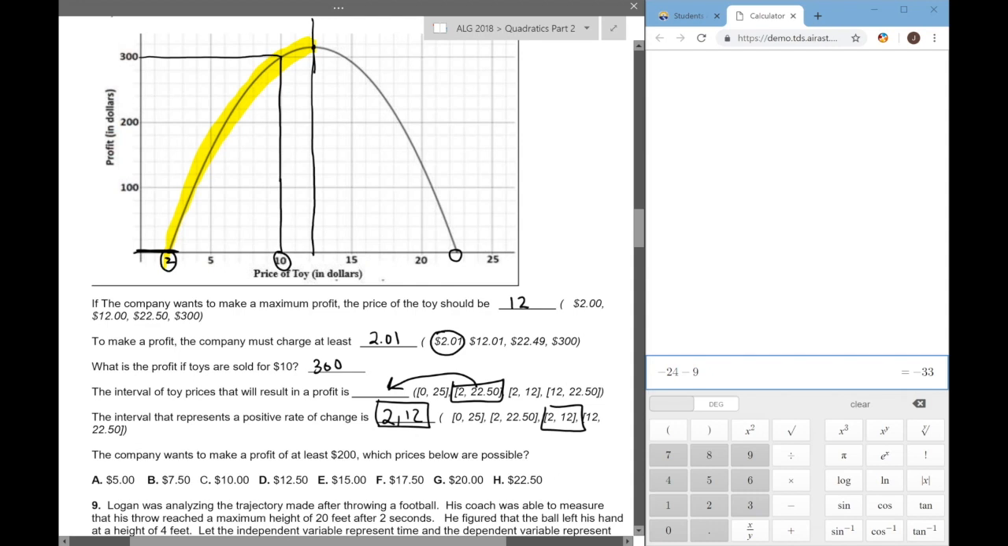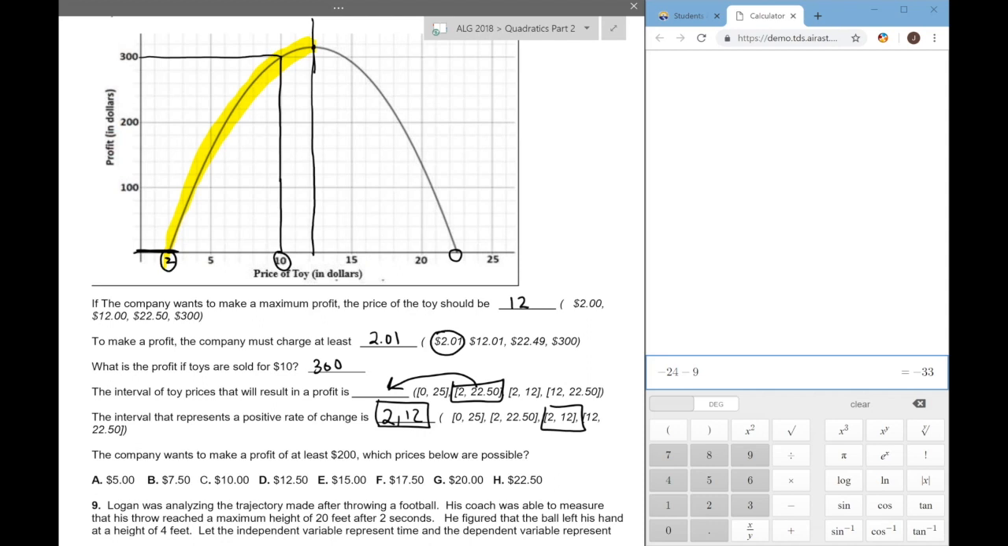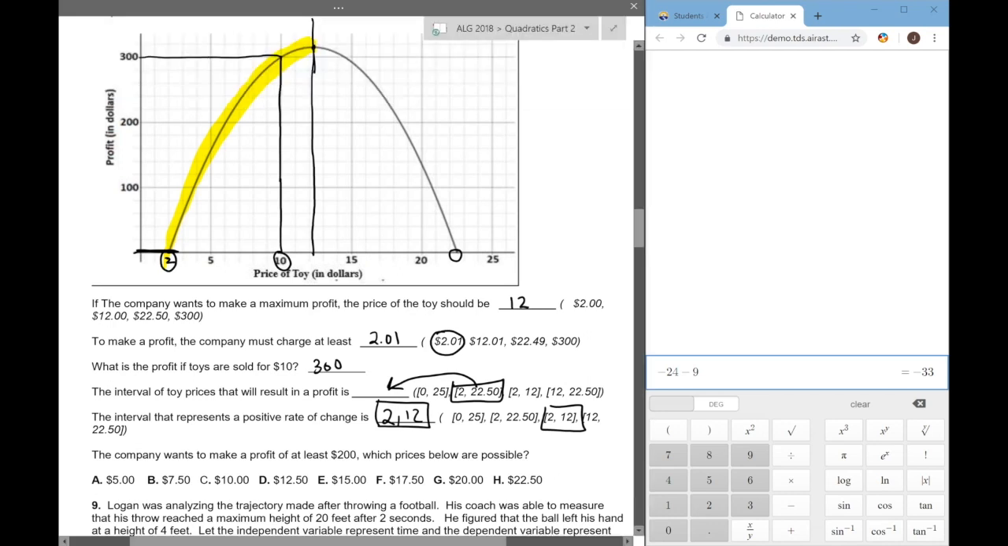Okay. The company wants to make a profit of at least $200. Which prices below are possible? So if they want to sell their toys for a profit of $200, 200 is right here. So you draw your line right here, and right here.